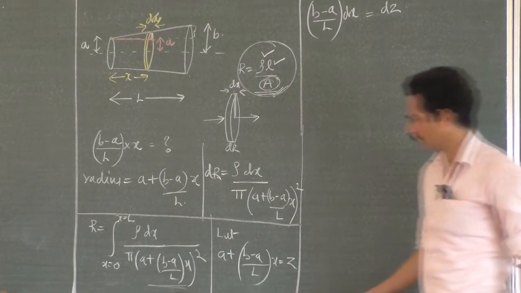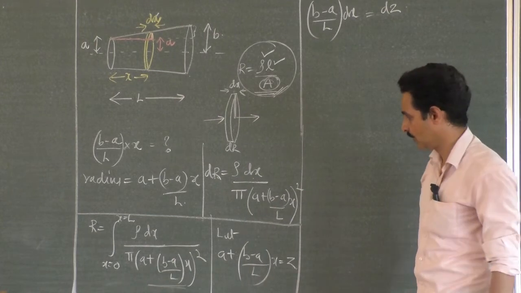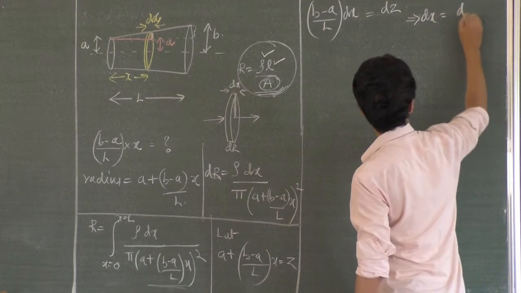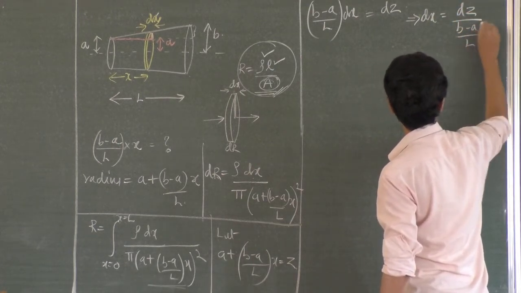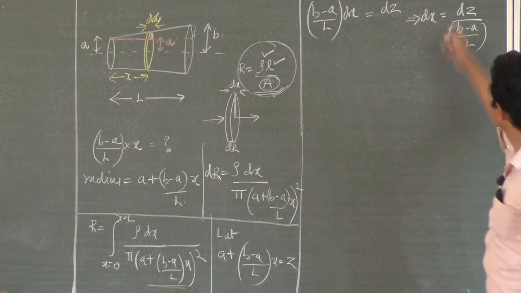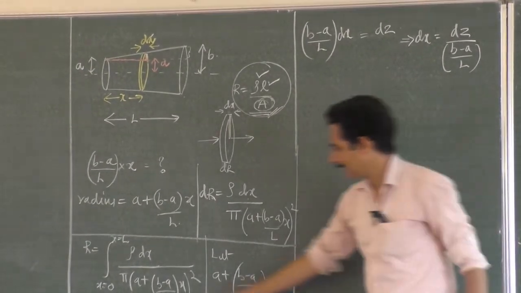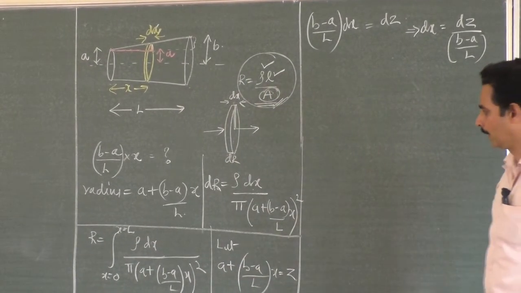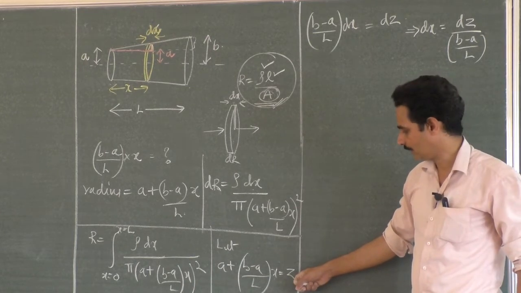Now suppose I want to substitute this as z, I have to change dx also. Variable also has to be changed. So this implies dx is equal to dz divided by (b − a)/L. Am I right? Anywhere I have gone wrong? No. So dz divided by (b − a)/L. So shall we substitute this as z square and this as dz? And of course when we take this as z, the integration limits will also get changed, right?